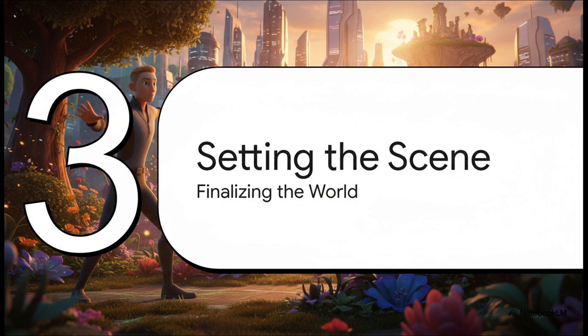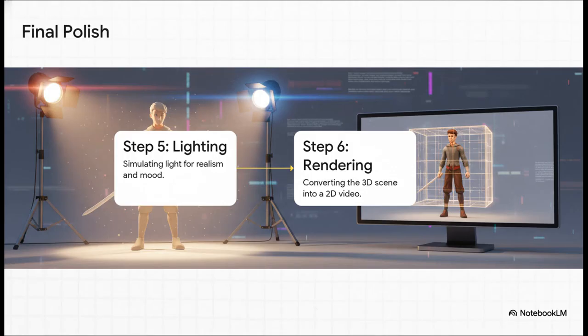All right, our character is moving, they've got personality, but they're just kind of floating in a digital void right now. So the final stages are all about putting them into a fully fleshed out world and getting the whole thing ready for you to see. And to get that polished, cinematic look we all expect, we need two more steps: lighting and rendering. These are the critical finishing touches that bring the whole scene together.